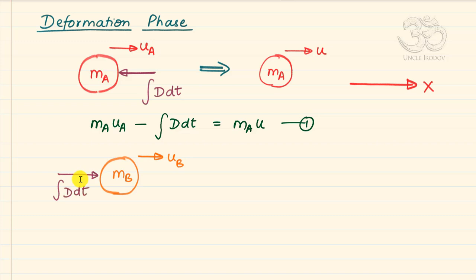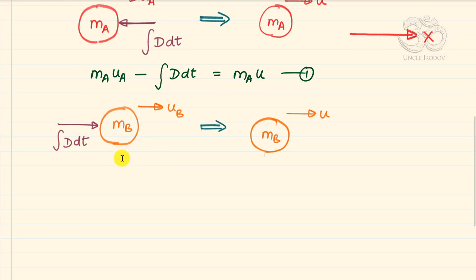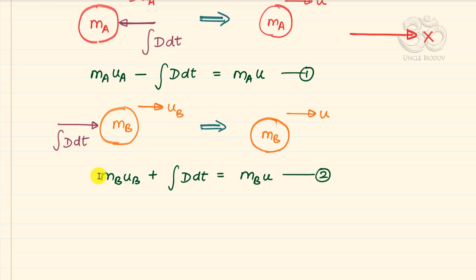D dt. And as a result of this entire process, this B starts moving at the end of that process with a velocity u, because I'm looking at the state of maximum deformation, and that is when A and B are traveling at equal velocities. So this is u. So what equation can I write for this object B? I can say mb times ub plus integral of D dt is equal to mb u. This is equation number 2. So these are the two equations that I will end up with for A and B in the deformation phase.